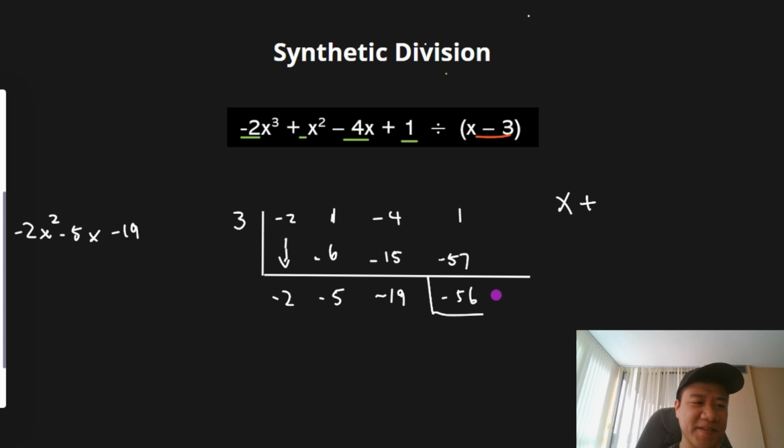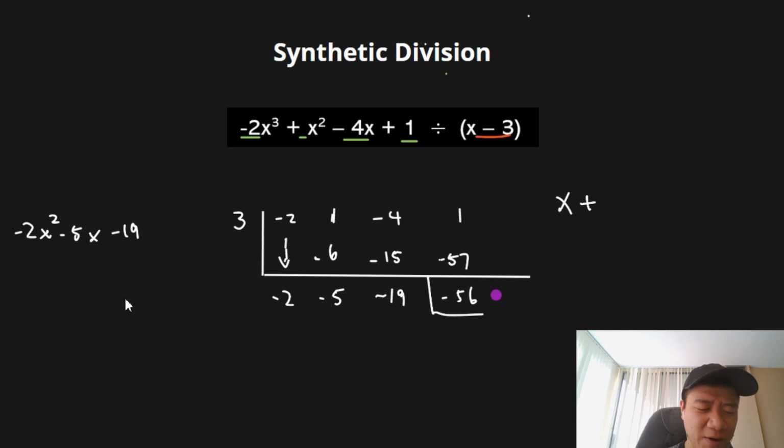Okay, so we can write this to finish off. You can write this like how we usually do. So our dividend, or the polynomial we start off with, is negative x cubed plus x squared minus 4x plus 1. So we're going to write that over here.